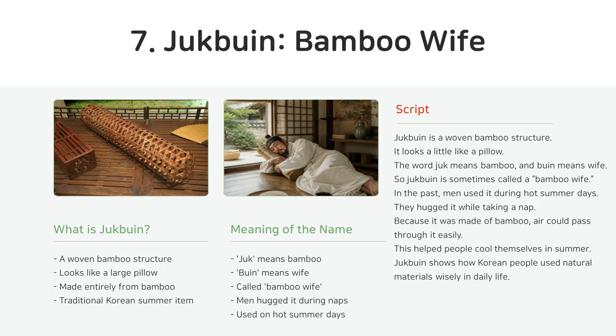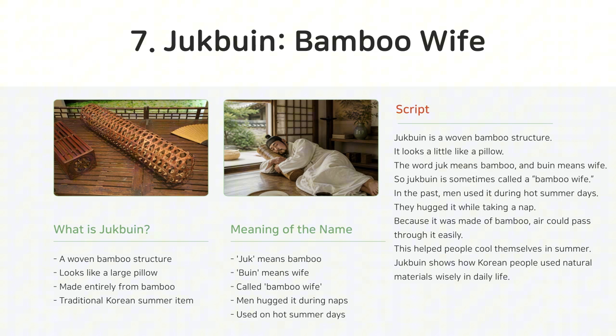Hello, everyone. I will introduce a traditional Korean summer item called jukbuin. Jukbuin is a woven bamboo structure. It looks a little like a pillow. The word juk means bamboo, and buin means wife. So jukbuin is sometimes called a bamboo wife.